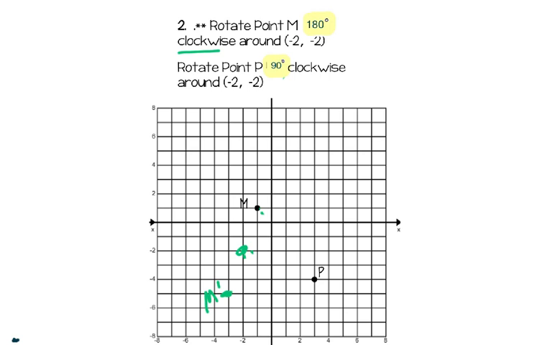And then for P, I'm going to go clockwise again. This time I'm going 90 degrees around the same point. So this point right here is still going to be my center. This is going to go 90 degrees. And so I'm going to be looking at this slope right there.